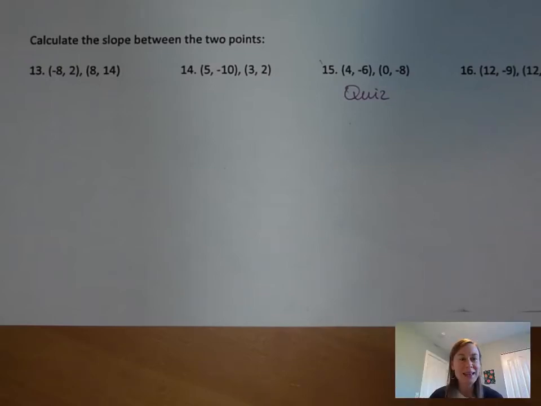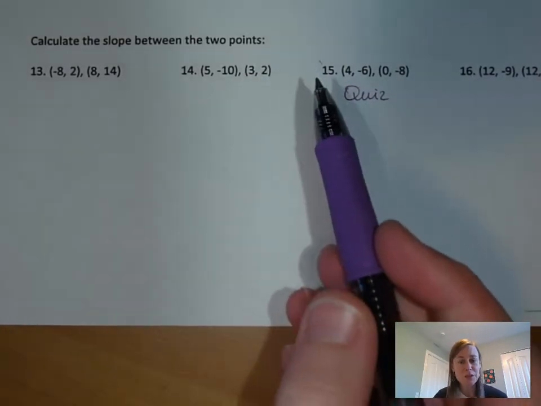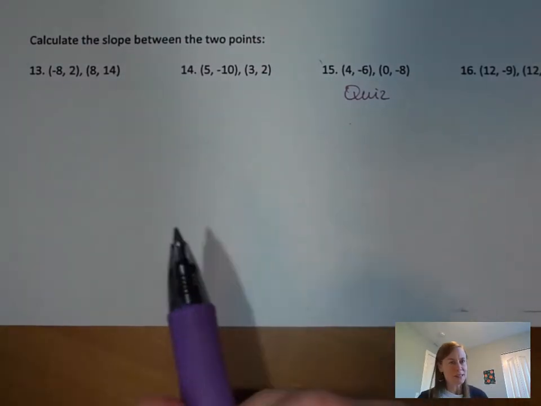Hey there, and welcome to our last video for review number 2 for LG 2.2, which is our unit on slope. In this video, we're going to go over numbers 13, 14, and 16, where we calculate the slope between 2 points. Okay, let's talk about this.